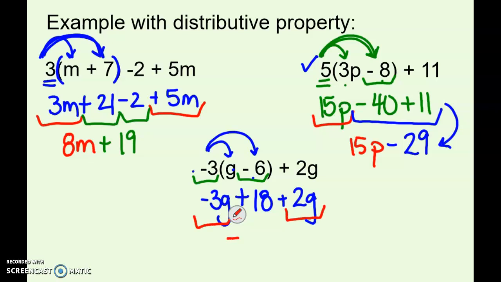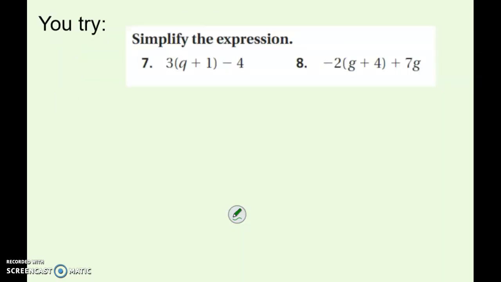I don't have to write the 1. I can just say that's a negative g. And then the plus 18 comes down. Okay, it's simplified because I got rid of my parentheses up here. Combined all my like terms. I'm good to go. Okay. So there's 2 more here with simplifying with distributive property. Do those. Pause. Here they are. Do these, and then we'll come back and check.